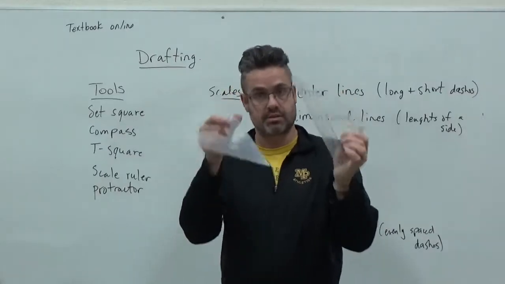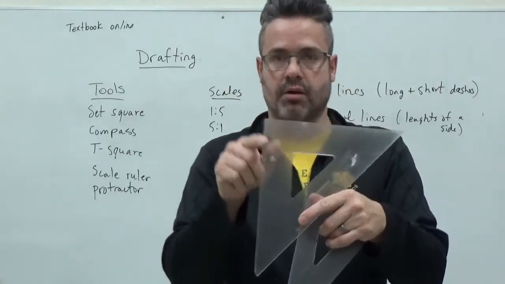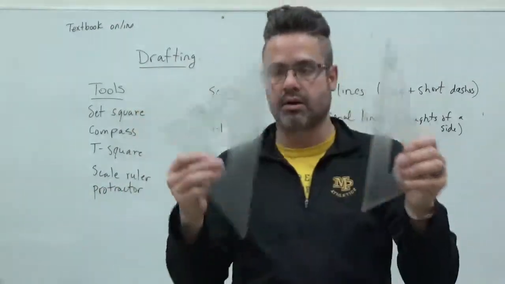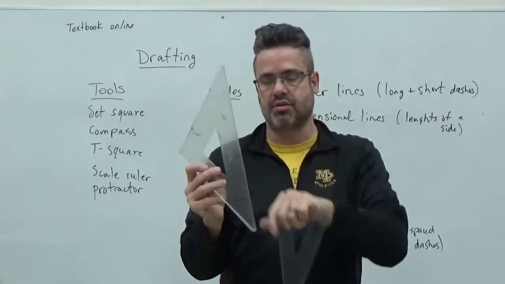We know these as triangles, yes. But the key thing is that there's a square angle. Okay, a 90-degree angle in both of them. Okay, one 90-degree angle on these triangles. Now this has a 30 and a 60, and this has two 45s.